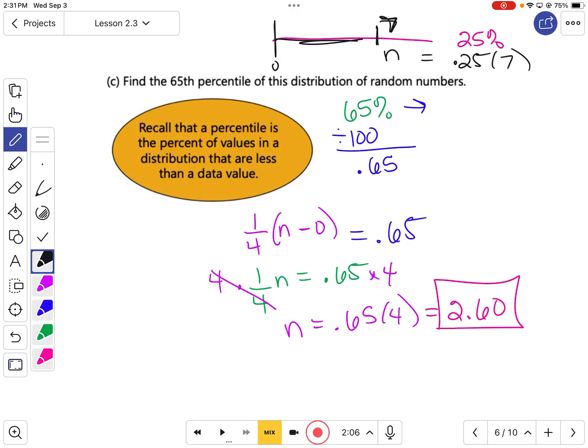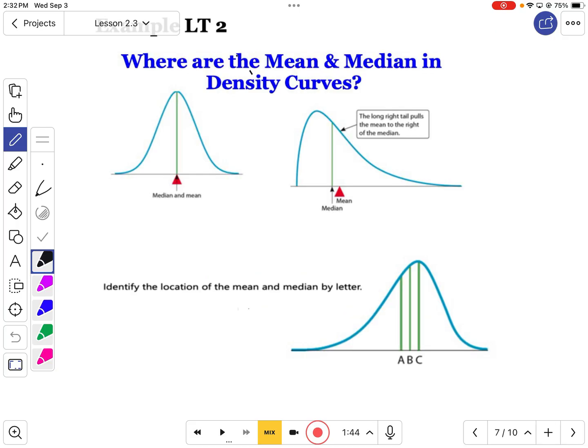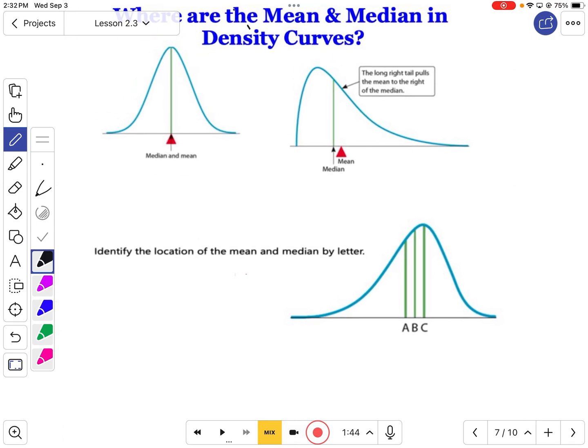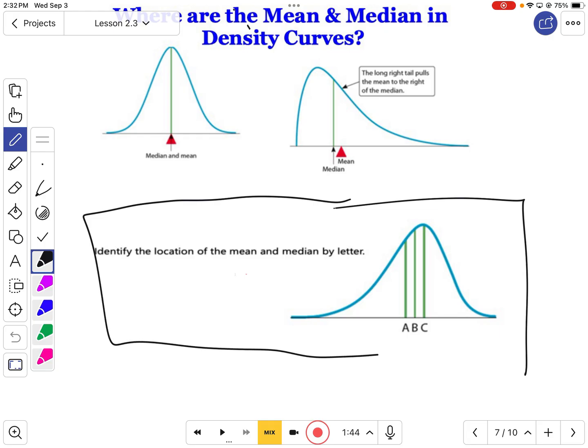All right, so let's look at just 2 more quick things. Most of your work will be about the uniform density curve, so most of it will come from there. At the top, it's giving you some pictures. On the bottom one, it's giving me a curve, and it's asking me which one could be the mean and which one could be the median. So here's what we have to know. Is this one symmetric? Down here at the bottom, is this symmetric? No. Which way is it skewed?